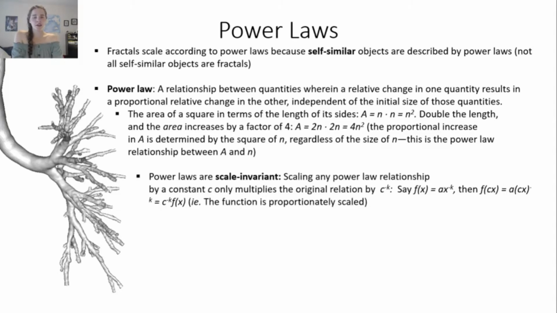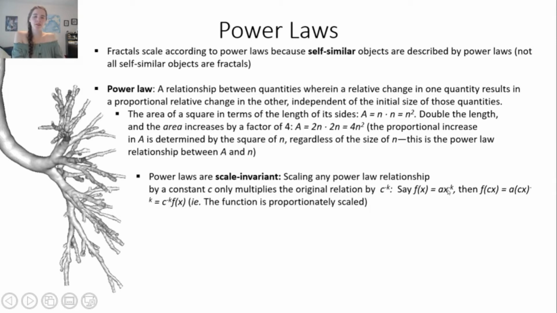Power laws are scale invariant. If you scale any power law relationship by a constant, it only multiplies the original relation by another constant. We're going to define a function, f of x equals ax to the negative k. I should have defined this first. In this case, a is a constant, x is our variable, and k is a constant. If we then scale the variable x, whatever we want to make that quantity, by another constant, it simply equals that relationship.